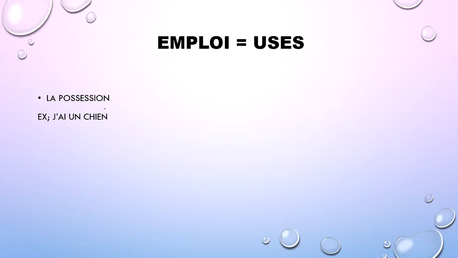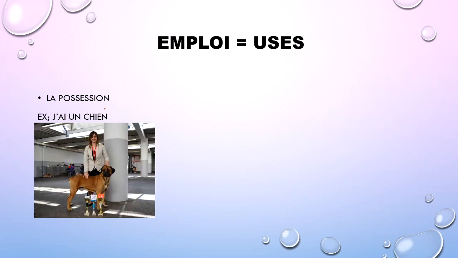For example, somebody will say, j'ai un chien. J'ai un chien. Now, from the picture, you can tell that this simply means I have a dog. So the dog belongs to me. It is my dog. J'ai un chien. I have a dog. I own it. That is possession. So that's the first and the most common use of the verb avoir, to show possession.